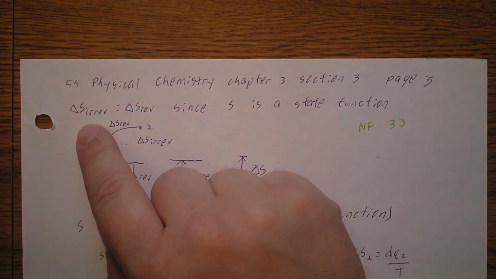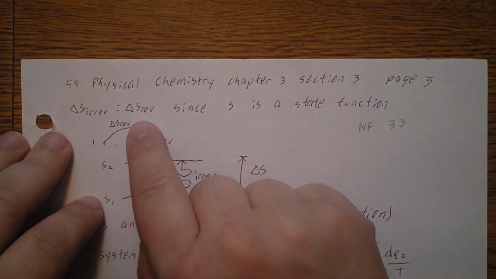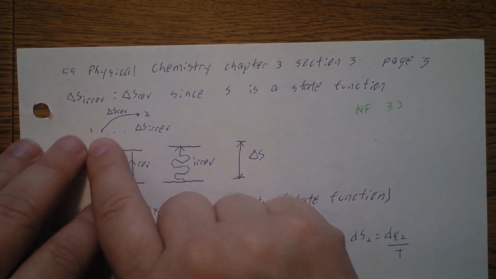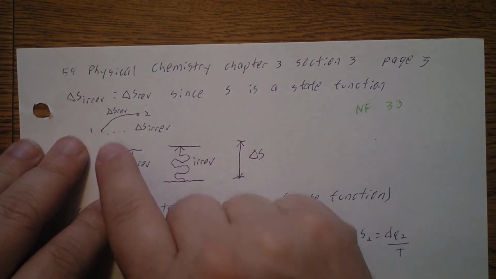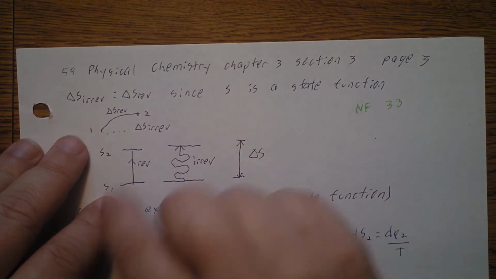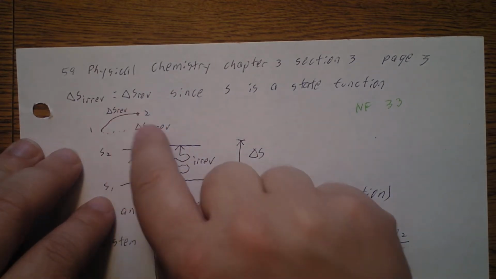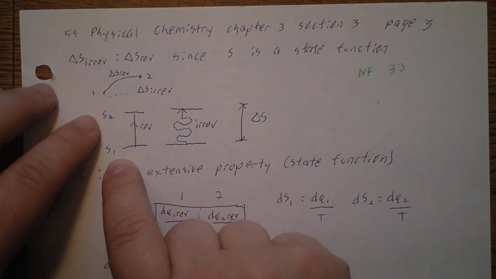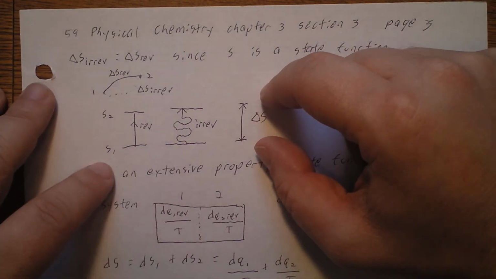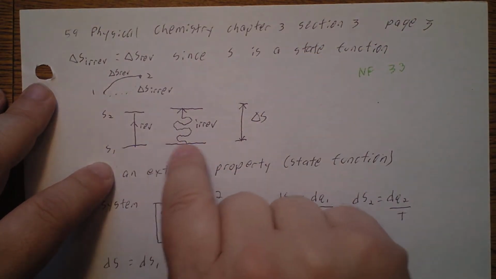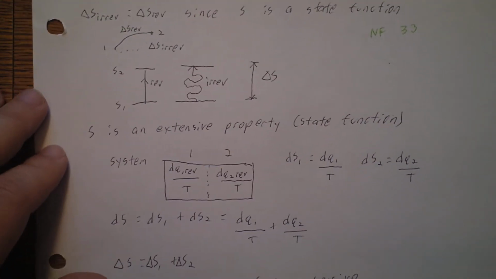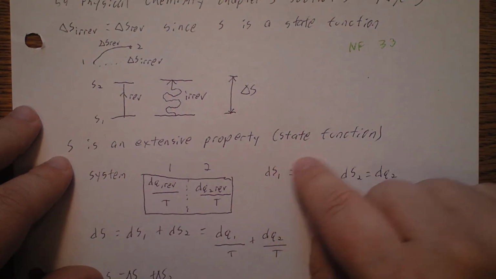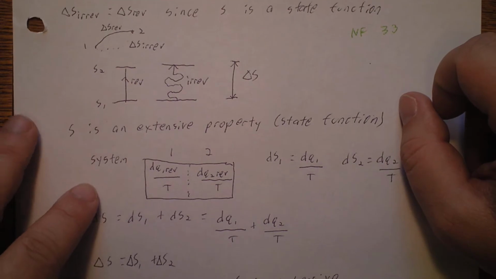Now let's talk about delta S irreversible. It's equal to delta S reversible because S is a state function. For example, let's say you go from state 1 to 2. There's a reversible method here, an irreversible method there. You still end up in the same place, don't you? So delta S is going to be the same. Or put another way, if you have the entropy at state 1, the entropy at state 2, that's your change in entropy. You can do it the easy way with reversible, or you can do all sorts of funky stuff with irreversible, but it's the same end result. So S, remember, is an extensive property, and it's also a state function.